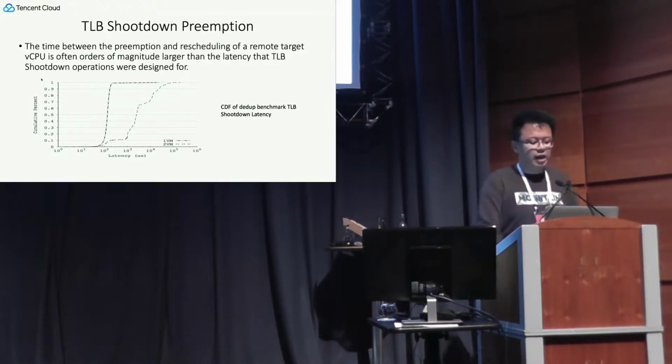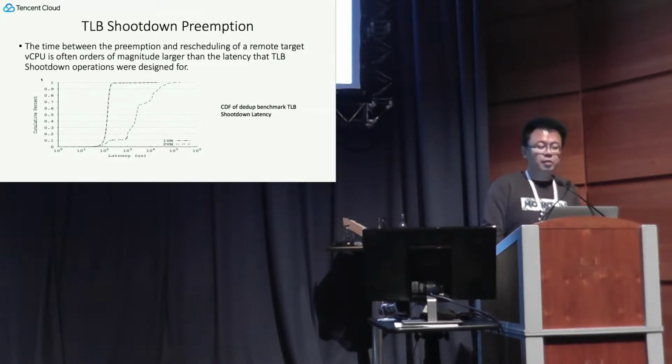This is the CDF of the dedup benchmark, the TLB Shootdown latency. We can observe 1 VM, which means it is not overcommitted. 2 VM, the overcommit ratio is 2. We can observe the latency increase by several orders of magnitude.